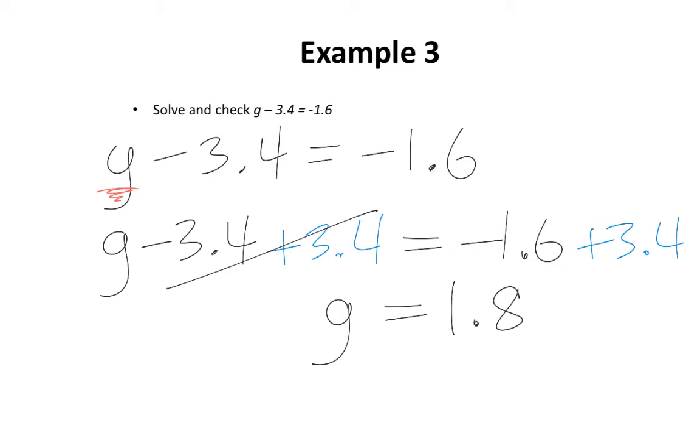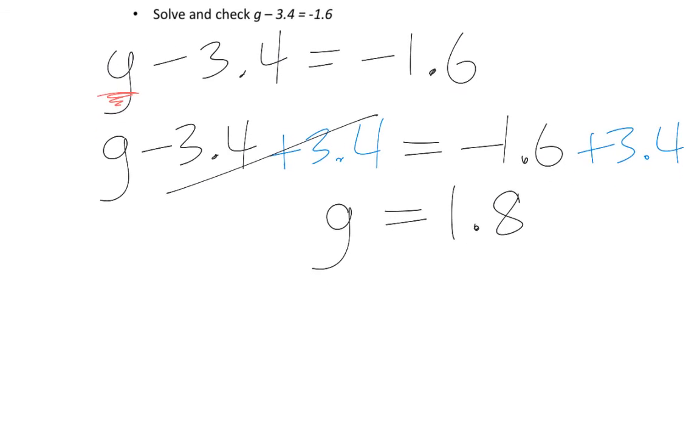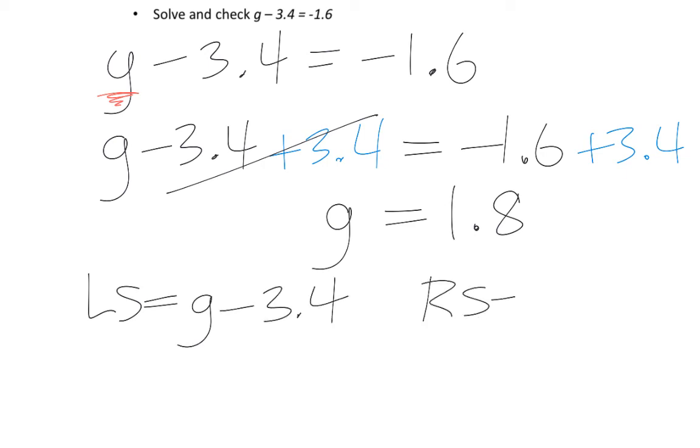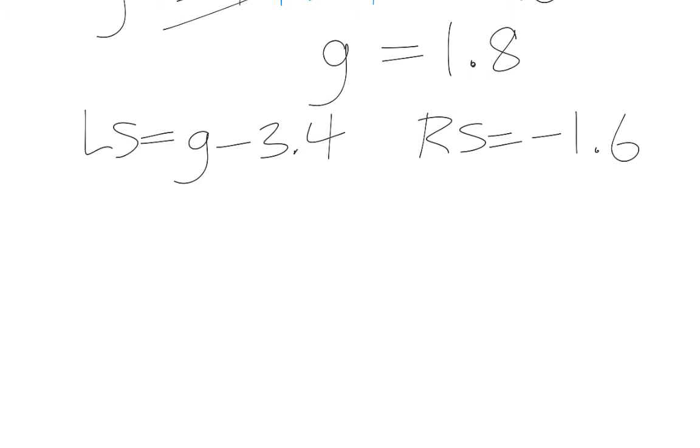However, we're not done yet. We need to check to see if g equals 1.8 is correct. That means we're going to have to do a left side equals right side check. The left side of the equation is equal to g subtract 3.4, while the right side of the equation is equal to negative 1.6. On the left side of the equation, I'm going to substitute in g equals 1.8.